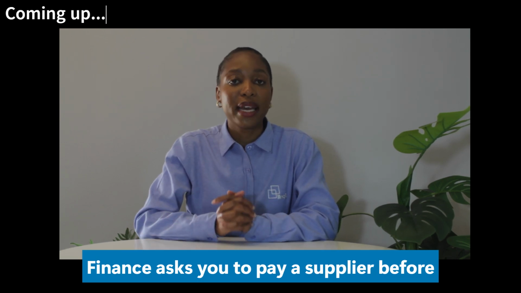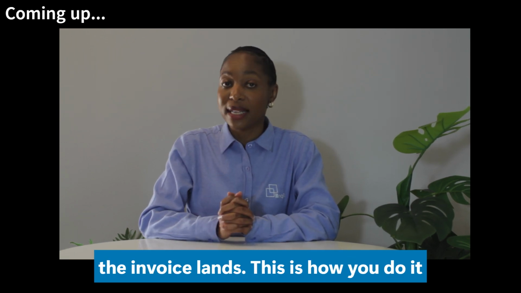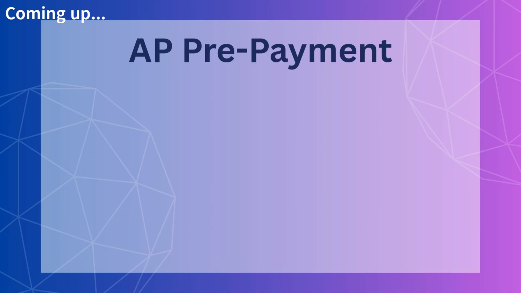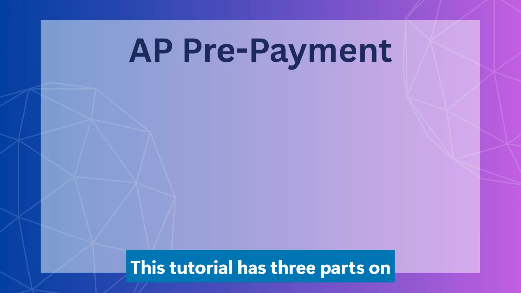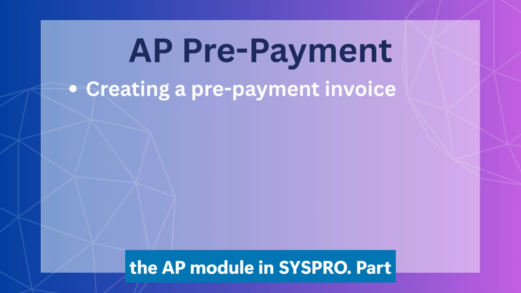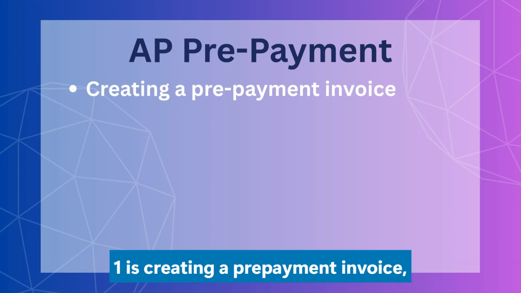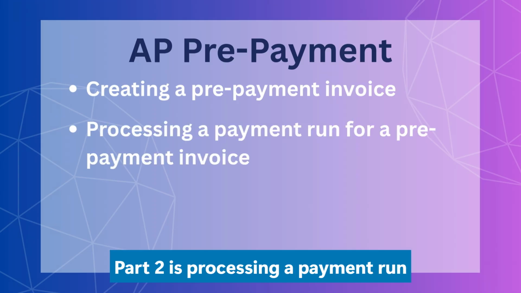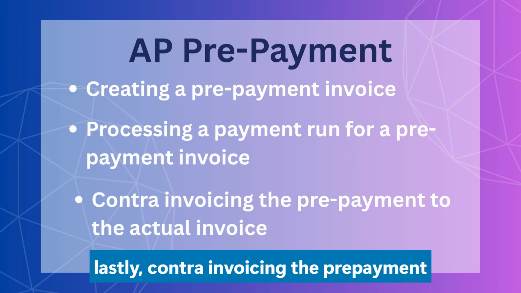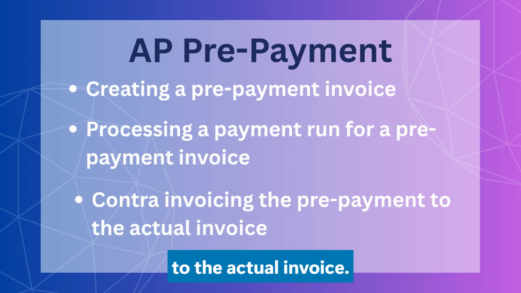Finance asks you to pay a supplier before the invoice lands. This is how you do it in SYSPRO step by step. This tutorial has 3 parts on how to make a prepayment in the AP module in SYSPRO. Part 1 is creating a prepayment invoice. Part 2 is processing a payment run for a prepayment invoice. And lastly, contra invoicing the prepayment to the actual invoice.